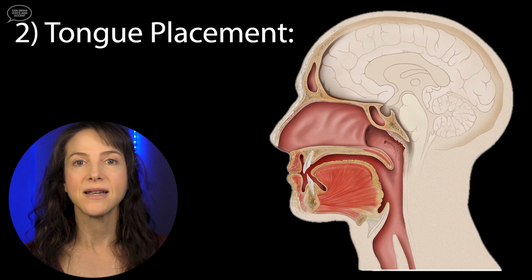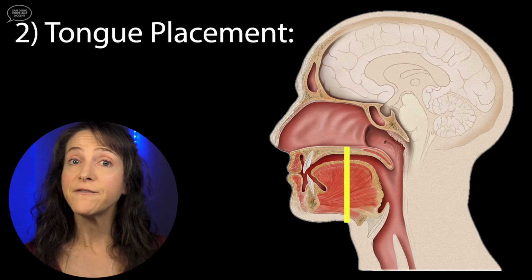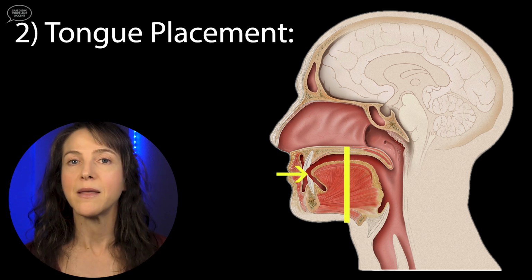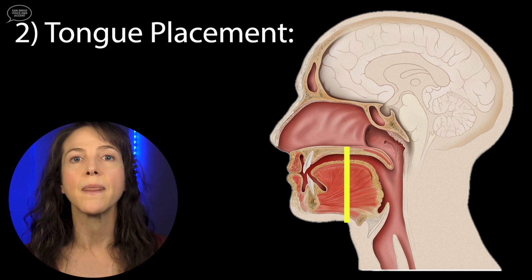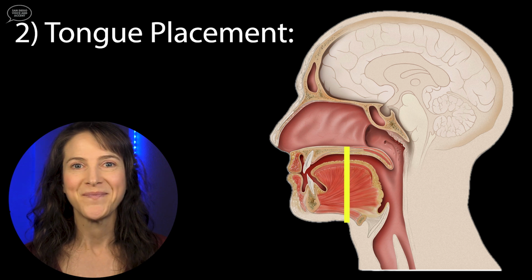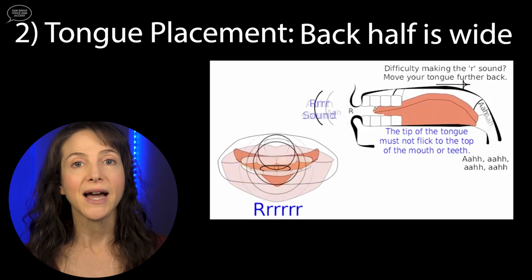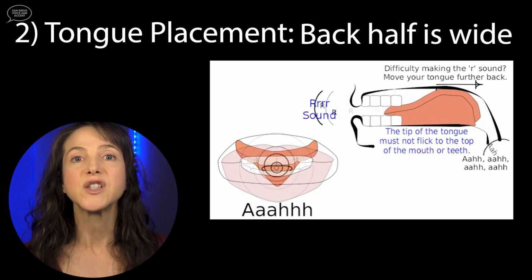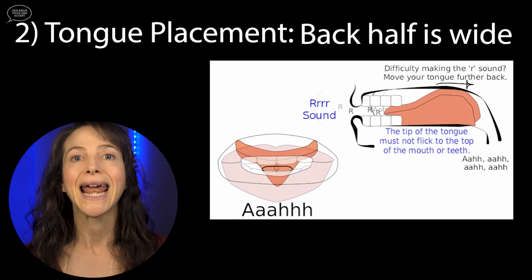Second, the tongue. Let's divide the tongue in half. The front half of the tongue has the tongue tip, and the back half is the back of the tongue. I want you to focus on the back half of the tongue now. This back half is in a wide shape, meaning the sides of the back half of the tongue spread out towards the inside of the teeth like this.